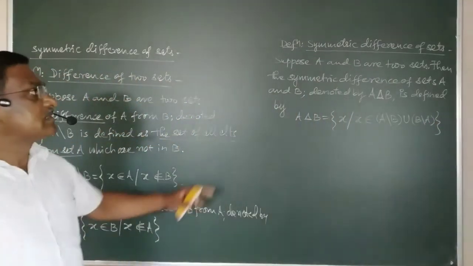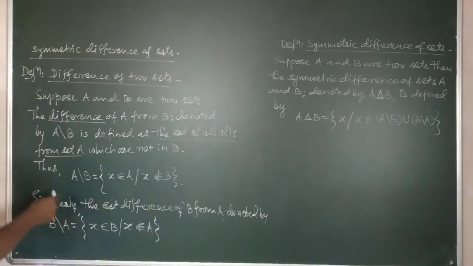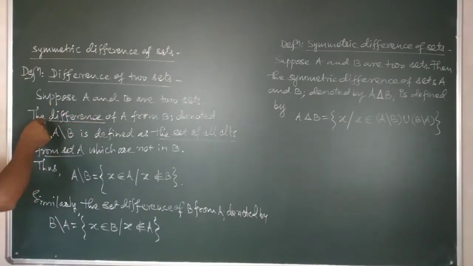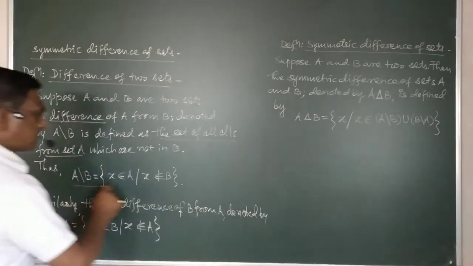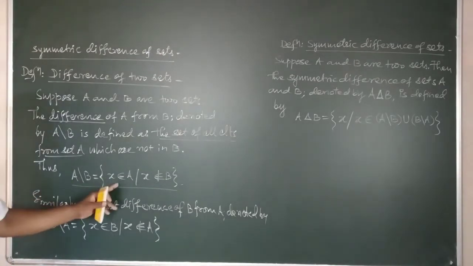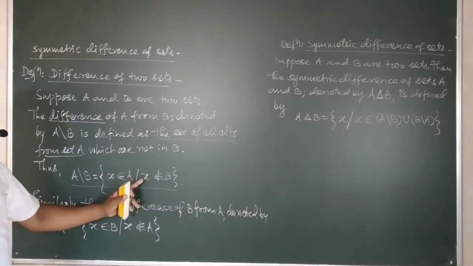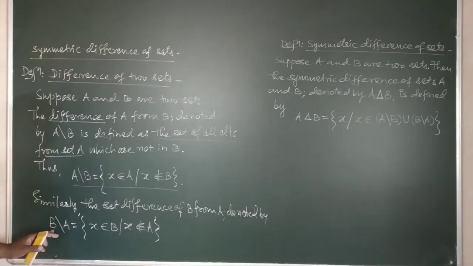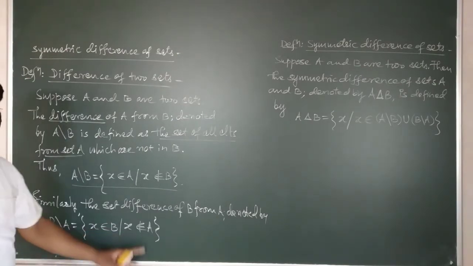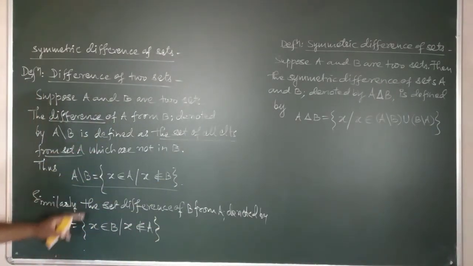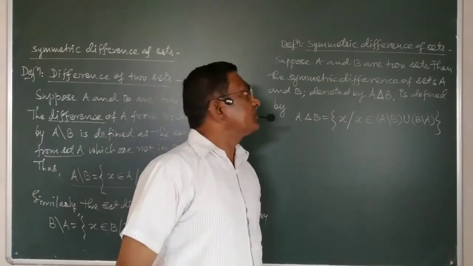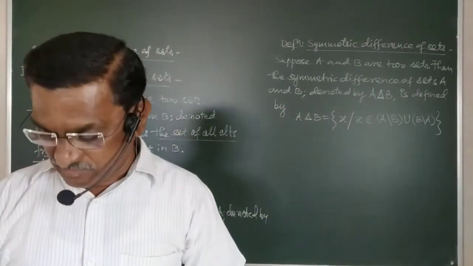Therefore, to find the symmetric difference of sets, you need these two definitions. The set difference of A from B is the set of all elements belonging to A, but those elements do not belong to B. Whereas the set difference of B from A is the elements from set B, but those elements should not belong to set A. These two combined together give me the definition of symmetric difference of sets.